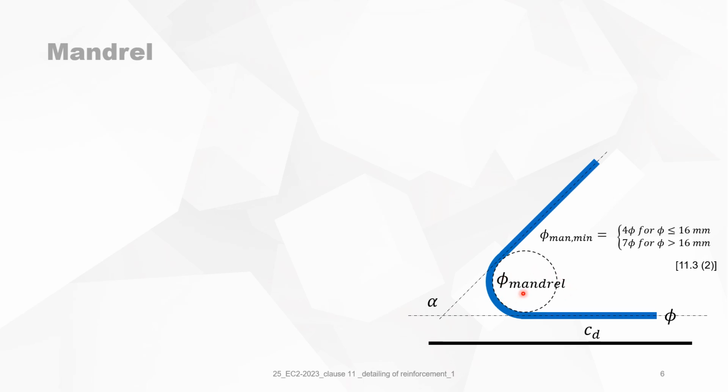The mandrel diameter, or the minimum mandrel diameter, you cannot go lower than this. It's 4 times the diameter for diameters smaller than 16 and 7 times the diameter for diameters bigger than 16.